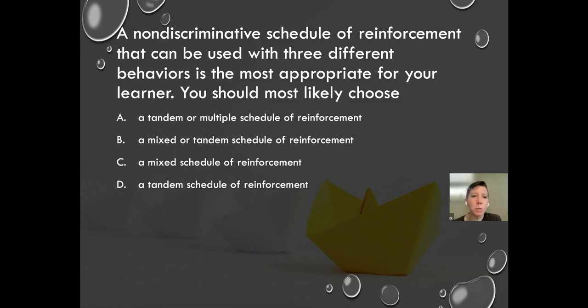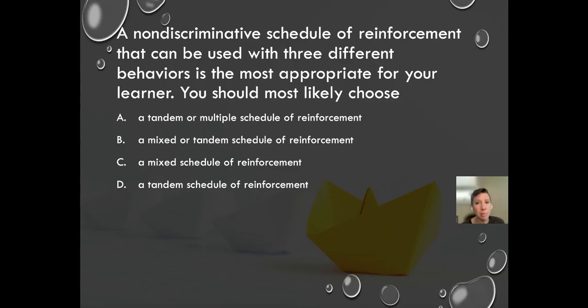A non-discriminative schedule of reinforcement that can be used with three different behaviors is the most appropriate for your learner. You should most likely choose A, a tandem or multiple schedule of reinforcement, B, a mixed or tandem schedule of reinforcement, C, a mixed schedule of reinforcement, or D, a tandem schedule of reinforcement. So this one is actually a tandem schedule of reinforcement, and I'll talk to you about why.